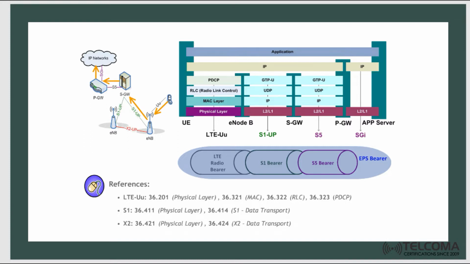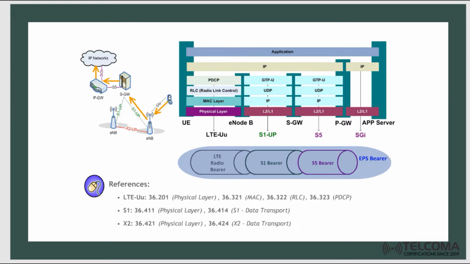As we see in the diagram on the left, the little phone first connects to the E node B via the UU interface, also called the air interface, and then that data has to go through the S1 user plane interface to the S gateway, and then the S gateway routes that data to the P gateway via the S5 interface, and finally the data reaches the IP networks via the SGI interface.